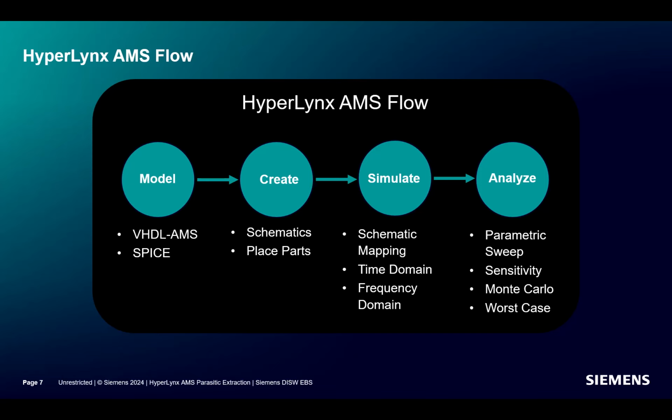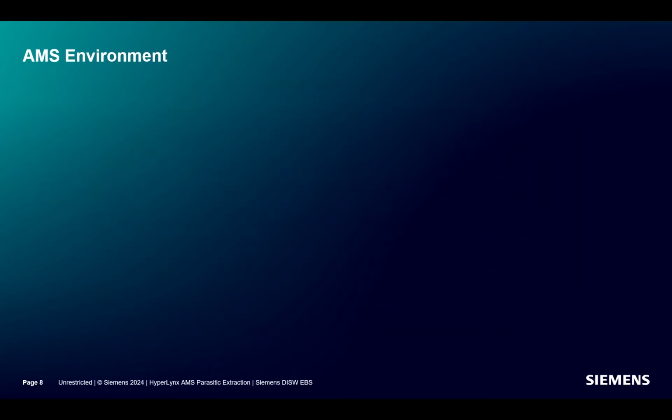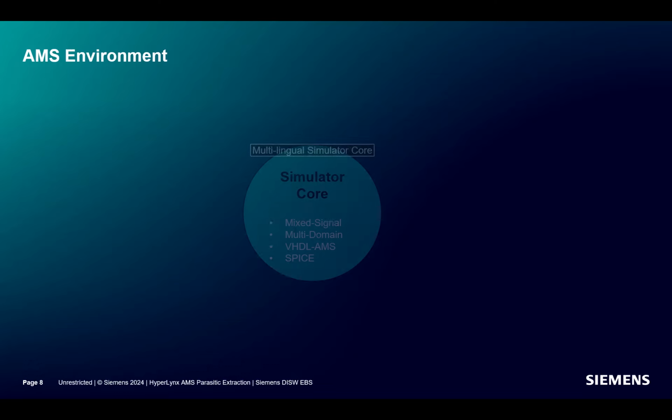If we need a model that is not available in the library or a custom one, we can create other models using sources like VHDL AMS, SPICE, or from a schematic. A typical AMS flow goes create, simulate, analyze, but if new models are needed, then we model first and then create, simulate, analyze. The AMS environment has 5 basic elements.